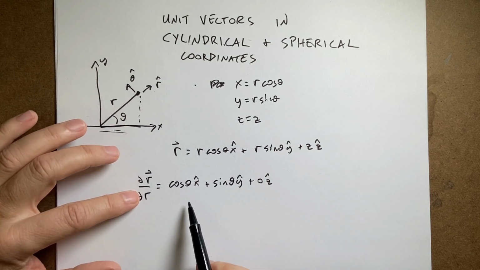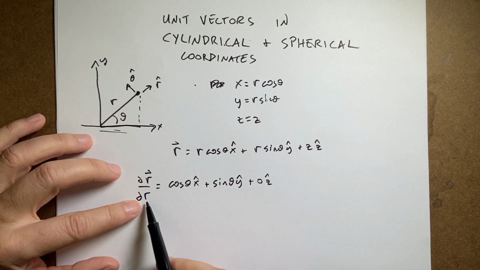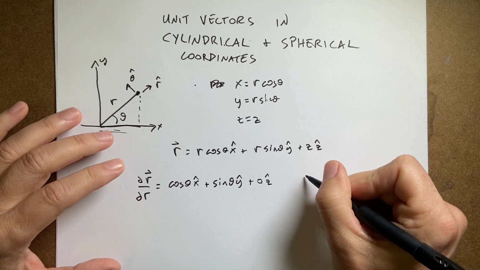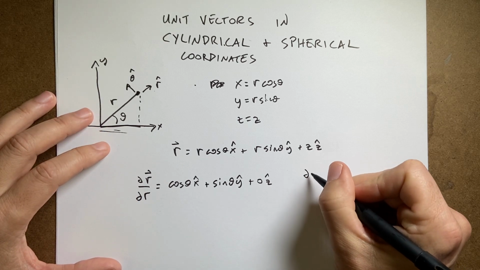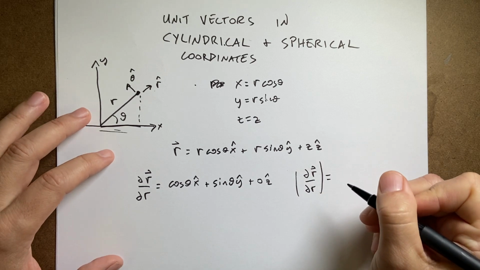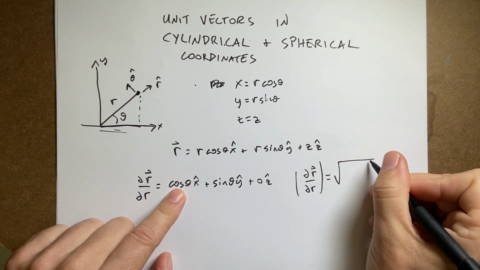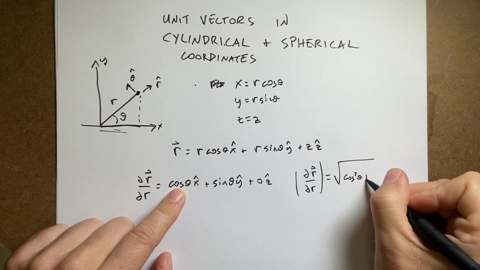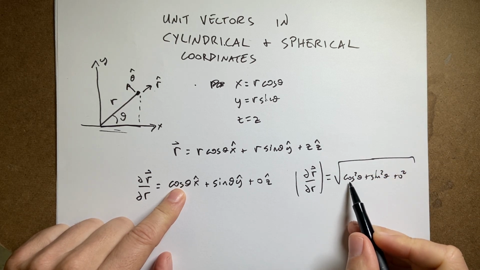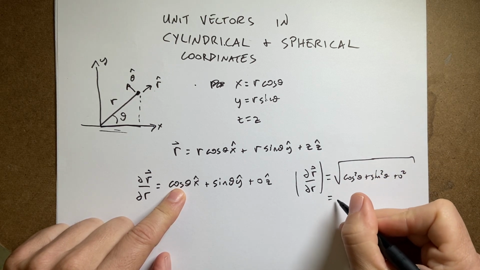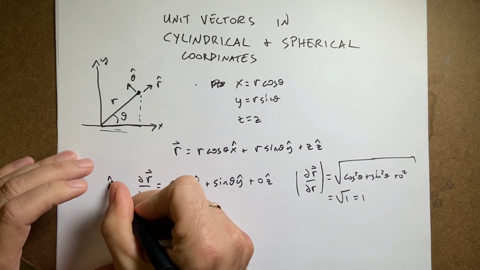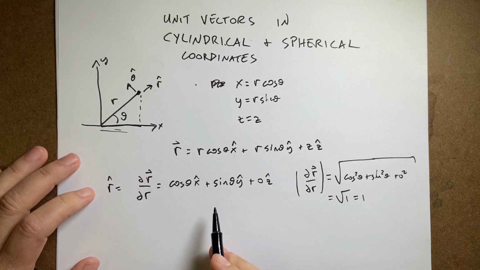Now, that is the direction that the vector r changes with r, but is it a unit vector? Well, in order to be a unit vector, I would need to check the magnitude of the partial of r with respect to r. So let's find that. This is going to be the square root of cosine squared theta plus sine squared theta plus 0 squared. And cosine squared plus sine squared is 1, so I get the square root of 1, which is 1. So this is my r hat vector, and that's what we said before.